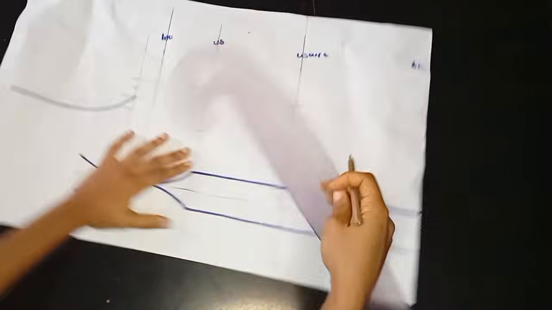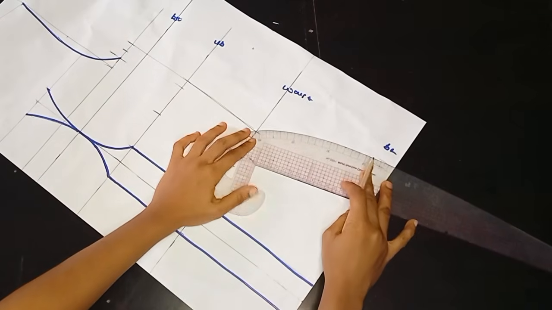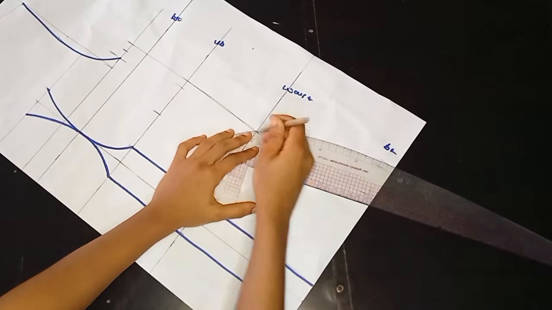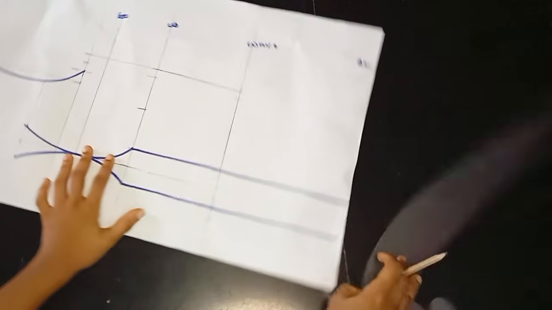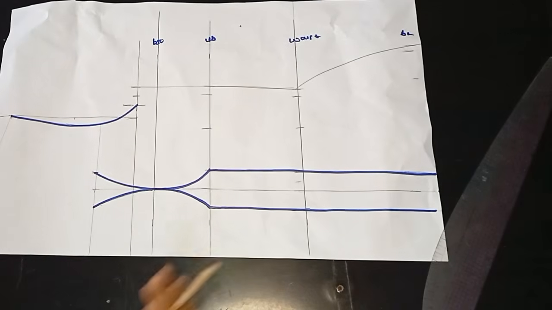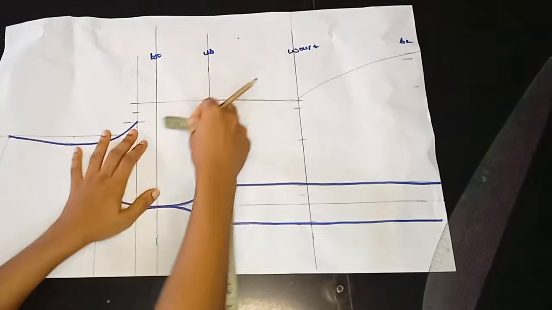Now after I'm done marking that, the next step I'm going to take is to connect from the waistline all the way to the blouse length at the lower part of my pattern. After connecting this, you want to mark your bust dart.